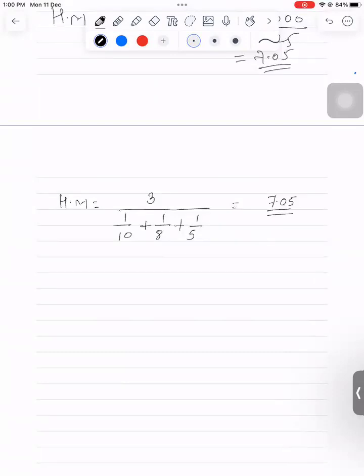So in the numerator, we write the number of observations, and in the denominator, we write the reciprocal of NAV. First you need to solve the denominator: 1 by 10 plus 1 by 8 plus 1 by 5. 1 by 10 will be 0.10, 1 by 8 will be 0.125, 1 by 5 will be 0.20. So this will be 3 divided by 0.425. You will get the same answer, 7.05.